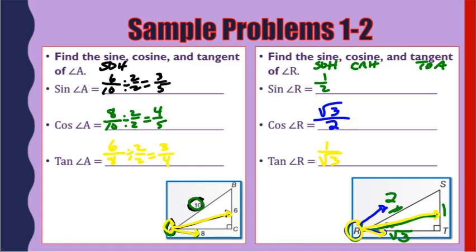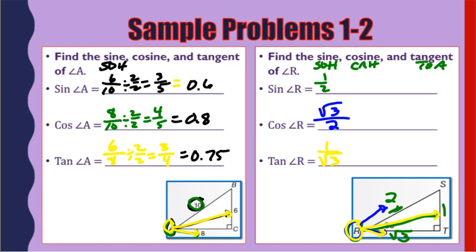Now for all of these, both in example 1 and example 2, we should put them as decimals. If they're asking for ratios, then we would leave it as we have here. But because they're just saying find the sine, cosine, and tangent of it, we should actually put them as decimals. So 3/5 would be 0.6. 4/5 would be 0.8. 3/4 would be 0.75.